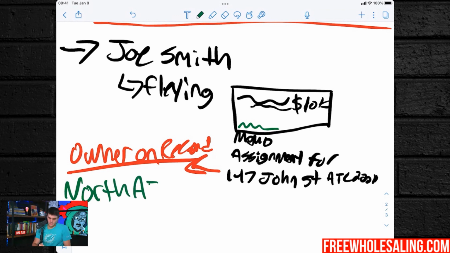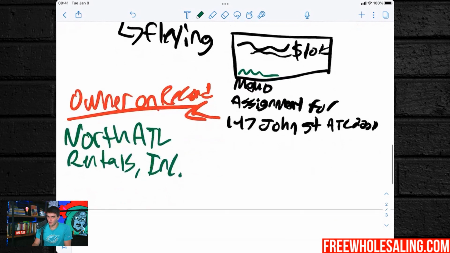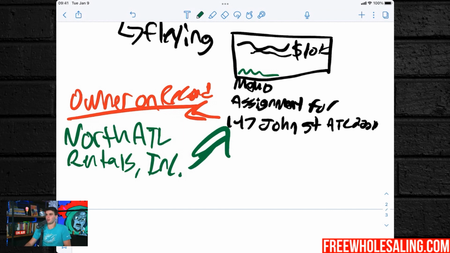It's going to be under probably North ATL Rentals, Inc. And then I have the address and I get someone's phone number. Guess what? I know North Atlanta Rentals was the person that got the assignment on this check. Boom. It is insane, but you can steal people's cash buyers all day like that.